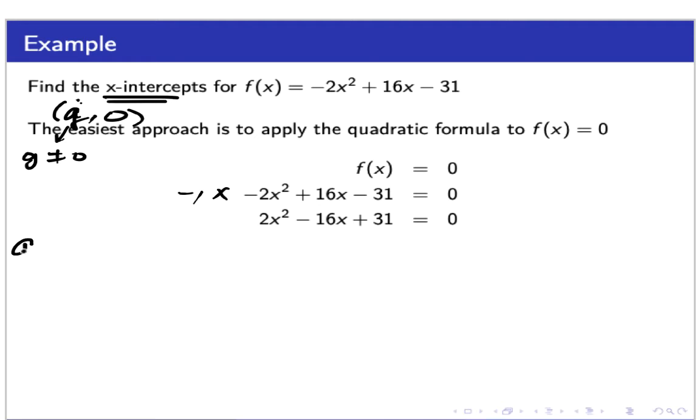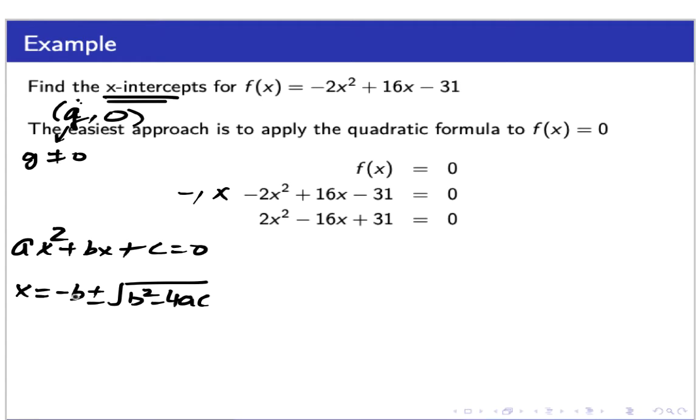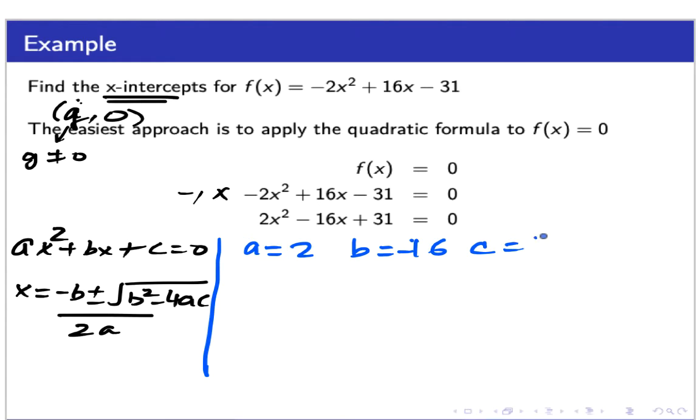So remember your quadratic formula. For ax squared plus bx plus c equals 0, the answer is plugging in the values for a, b, and c, which is basically minus b plus or minus the square root of b squared minus 4ac, over 2a. Coming back to our problem, what are the values of a, b, and c here? a is 2, b is negative 16, and c is 31.